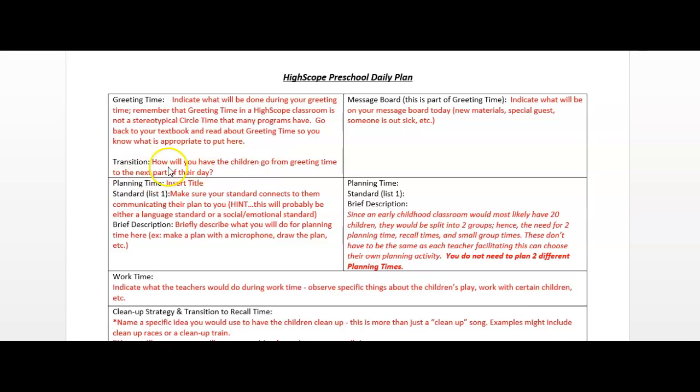Don't forget to include your specific transition of how the children will move from greeting time to planning time. This could be a song that you sing as they move, or it could be a game that you play, such as dismissing them by colors. For example, if you are wearing blue, you can go find your planning time table.